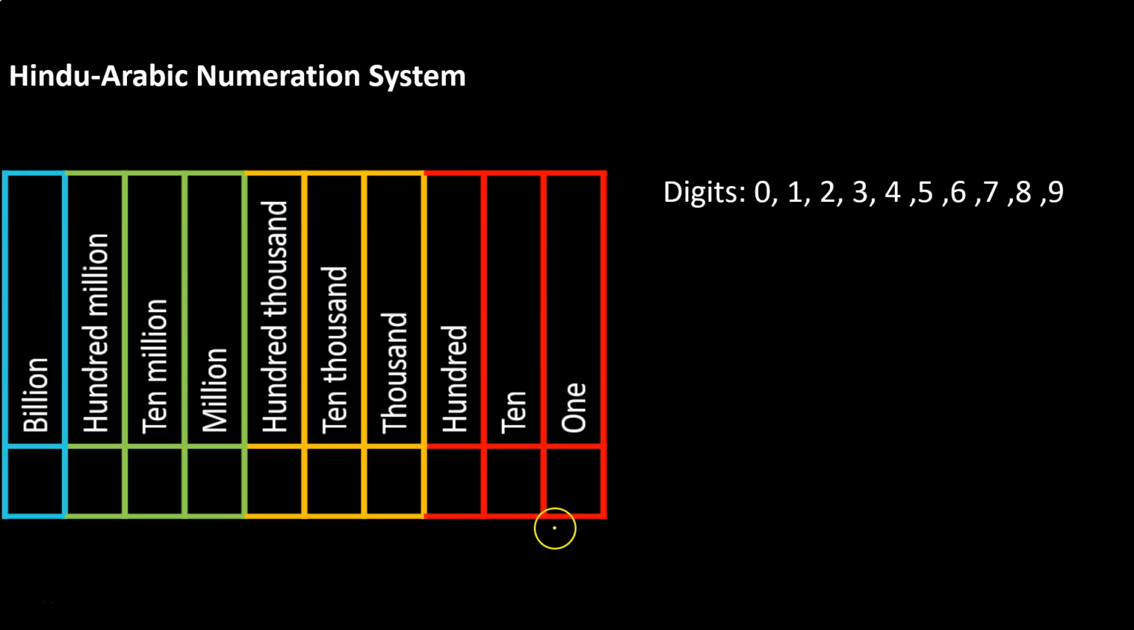We can see in red, I have the ones period. The ones period is made up of ones, tens, and hundreds. In yellow, I have the thousands period. The thousands period is made up of thousands, 10,000s, 100,000s. In green, we have the millions period. Probably a lot of us are familiar with the place values 1, 10, 100, 1,000, 10,000, 100,000, but maybe we didn't know that they're broken down into groups called periods.